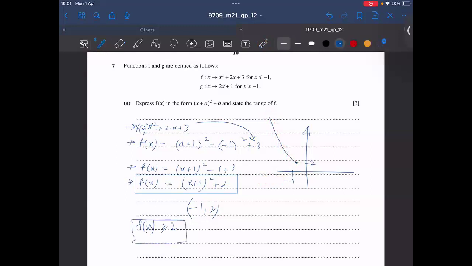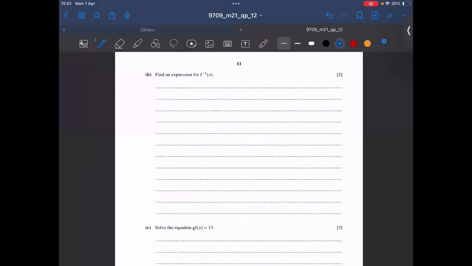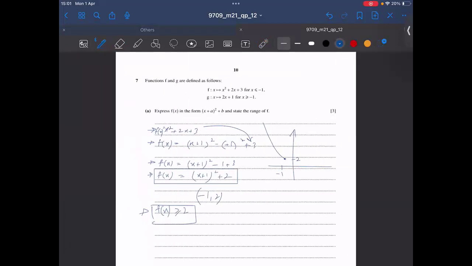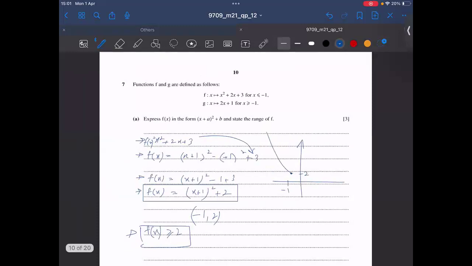Yes, sir. Okay. Now the next question. Find the expression for f inverse. Iman, there's a question for you: will f of x have an inverse or not? No. Why?